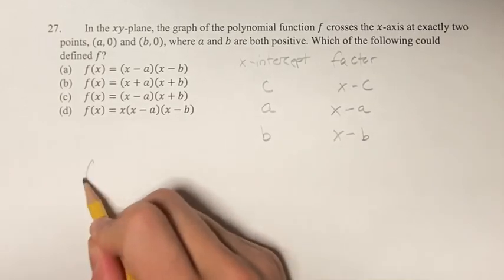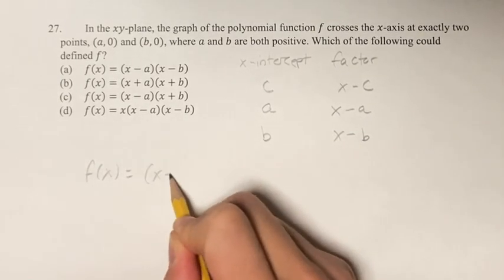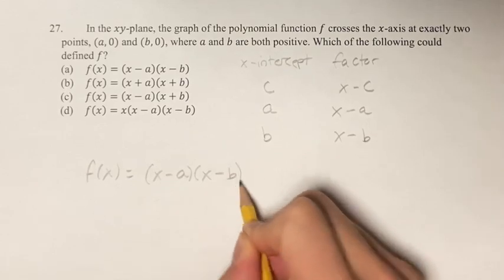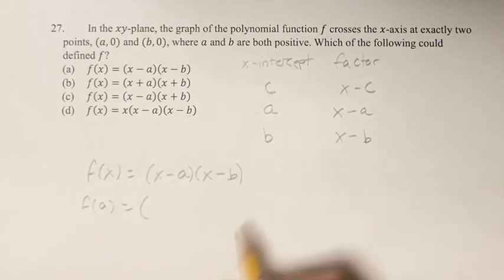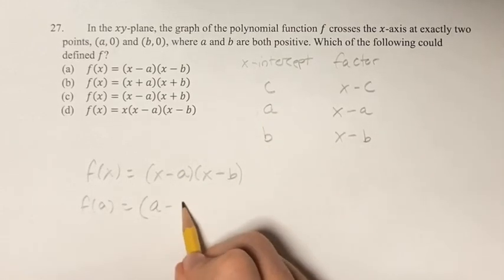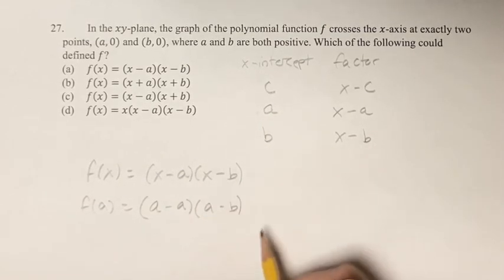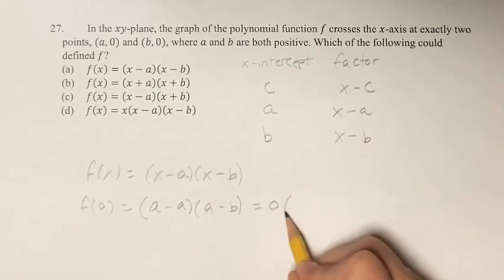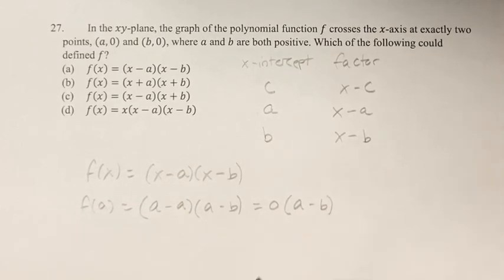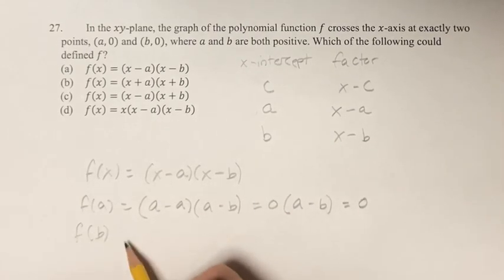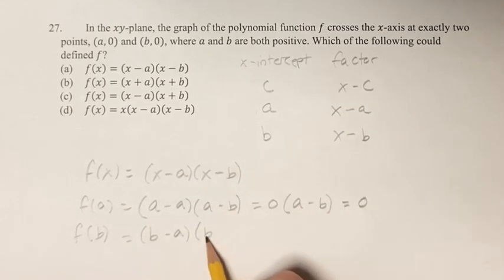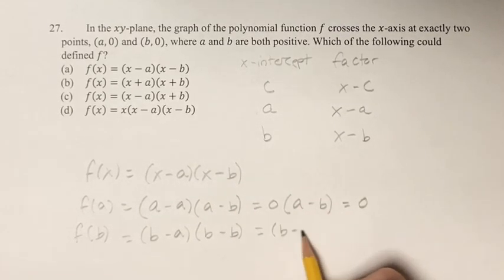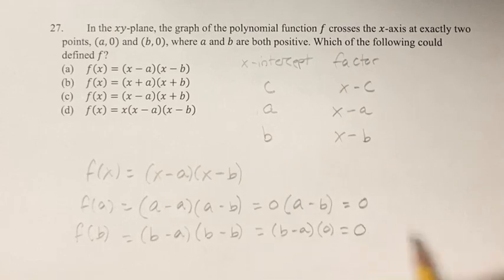Why is this the case? Well, let's just say we have the function f of x is equal to x minus a times x minus b, and let's plug in a. f of a is going to be, now we plug in a wherever we see x, a minus a times a minus b. a minus a is 0, so we have 0 times a minus b. It doesn't matter what this actually is, 0 times any number is just 0. Same thing with b: b minus a, times b minus b. This is going to be b minus a times 0, which is equal to 0.